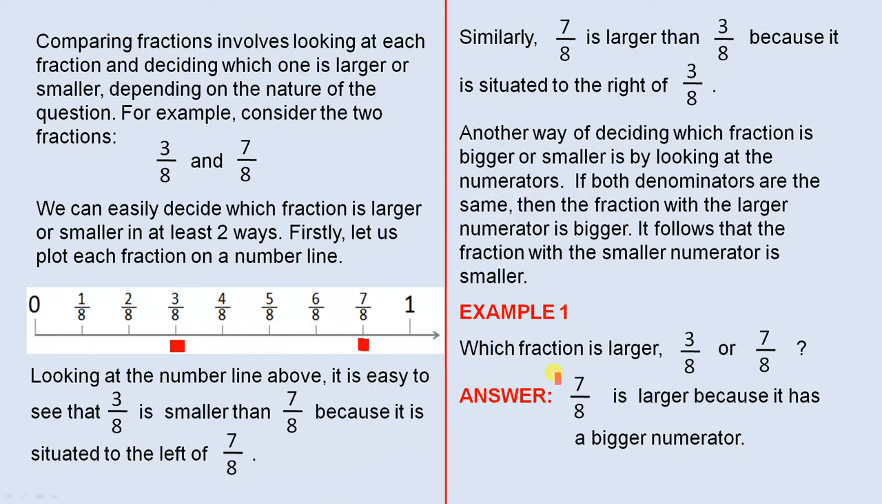So example 1, which is the same as the one we just did here. Which fraction is larger, 3 over 8 or 7 over 8? 7 over 8 is larger because it has a bigger numerator. That numerator is 7 and that one's 3. That's why 7 over 8 is larger.